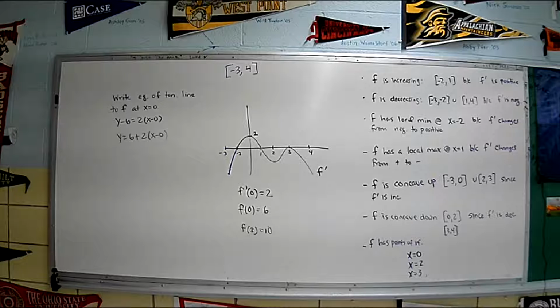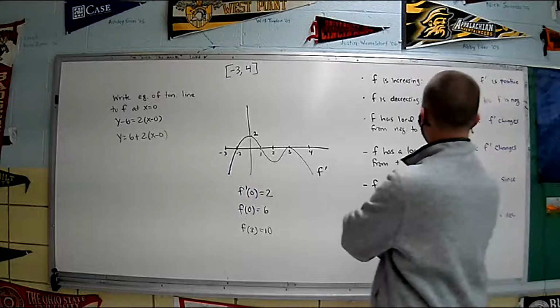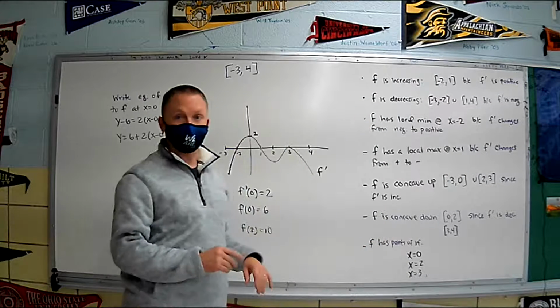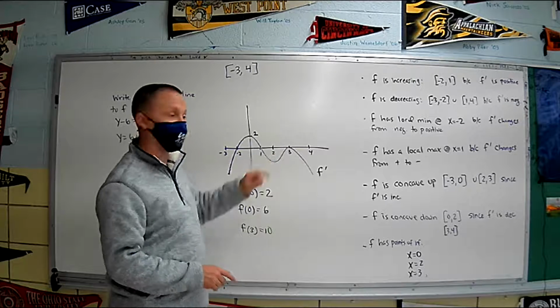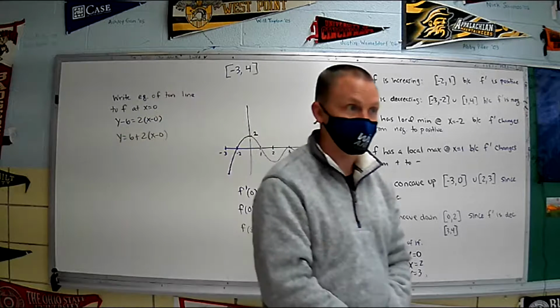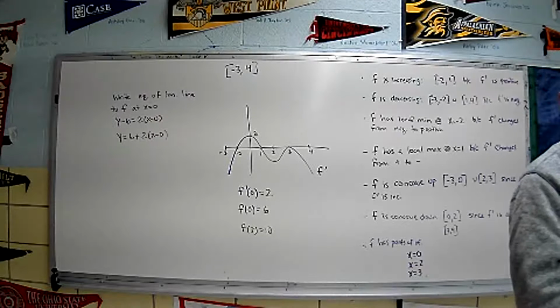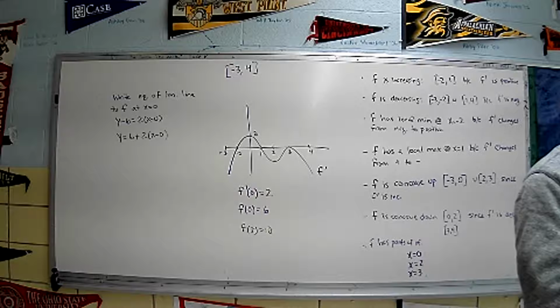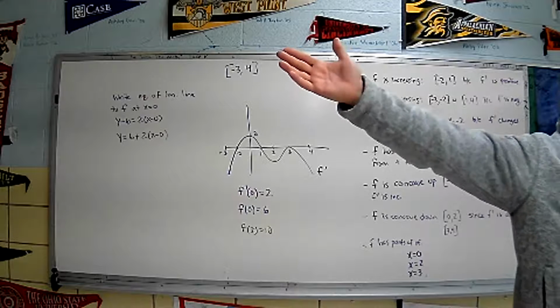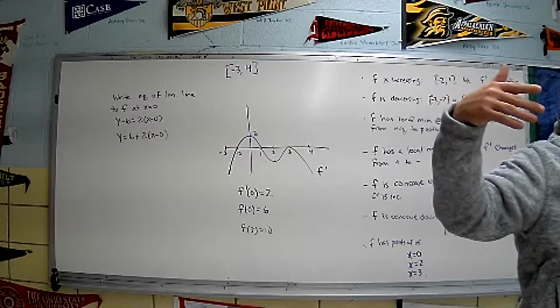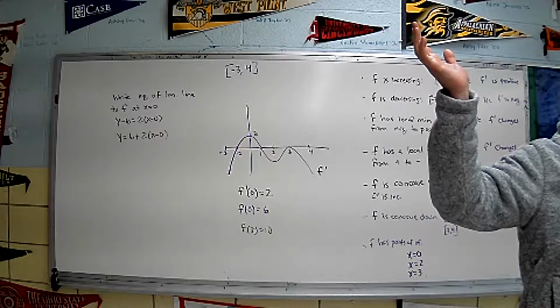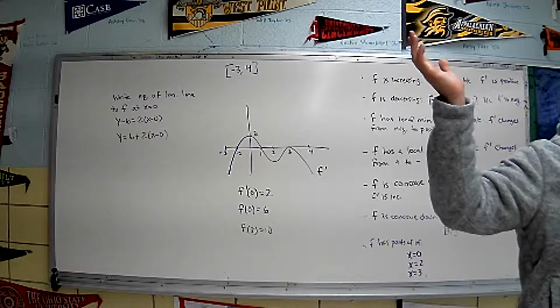Could you do this algebraically? What I just did, this part right here. Could you do it algebraically if instead of me giving you a graph of f prime, I gave you an equation for f? If I just gave you an equation for f of x equals blah, blah, blah. Tell me where f is increasing, decreasing, concave up, concave down, and points of inflection. Could you do that algebraically?